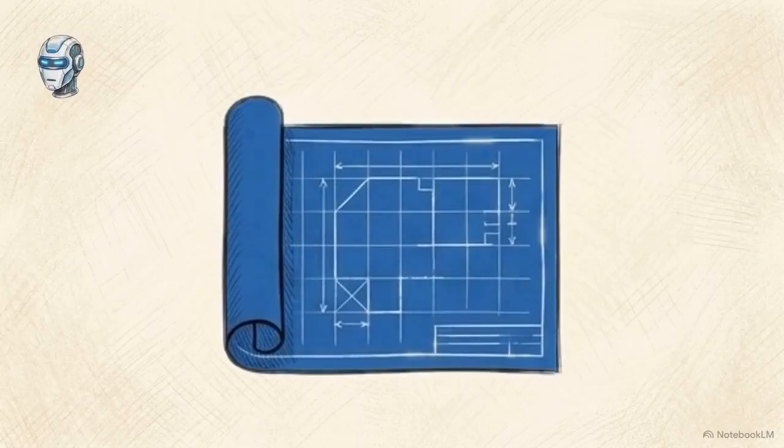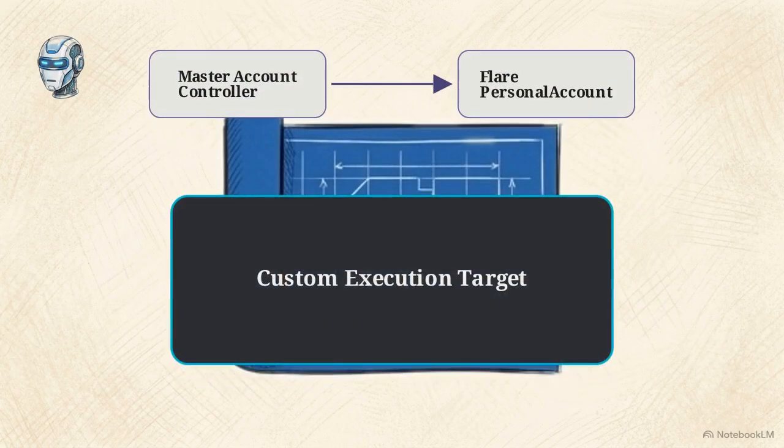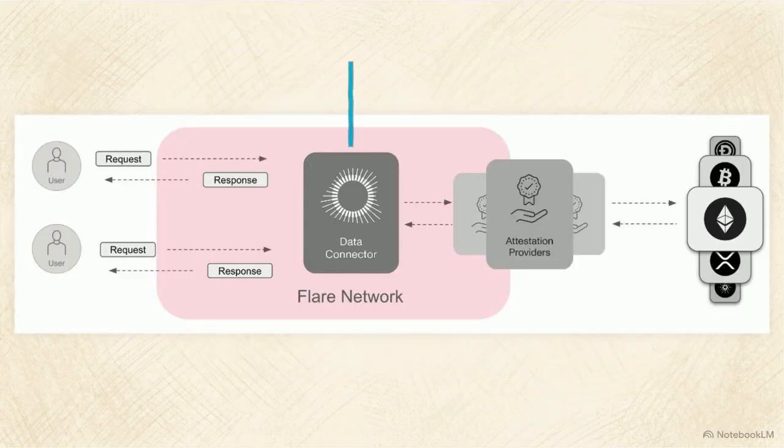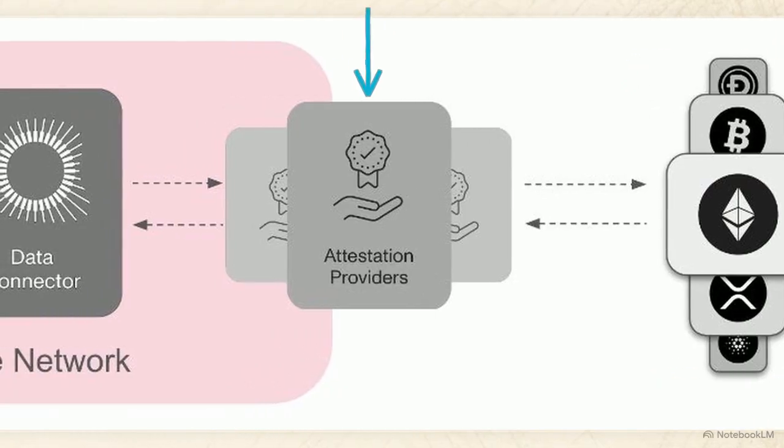Now we build the logic. Prompt the AI to generate a Solidity contract that acts as a custom execution target, specifically for a Flare personal account. Tell it to accept calls only from the master account controller. This diagram illustrates the Flare data connector processing user requests via attestation providers. Instruct the AI to integrate this interface to verify XRP payments. Data flows from external chains into Flare, using decentralized consensus to validate events, eliminating centralized oracles.